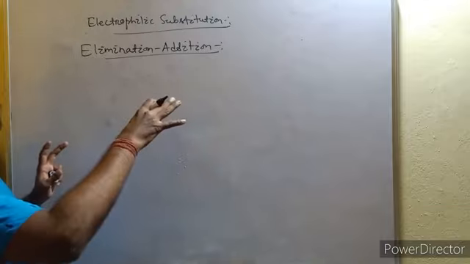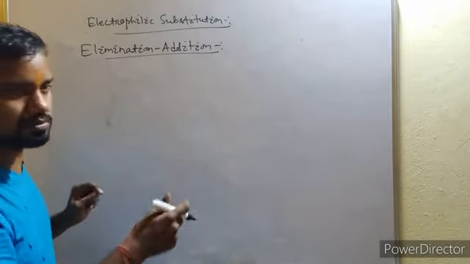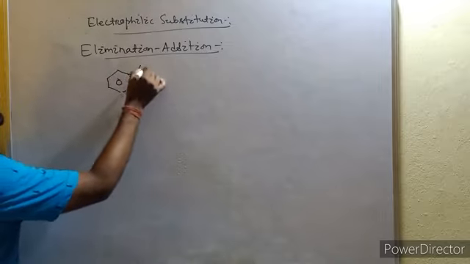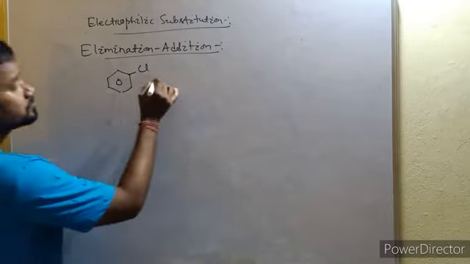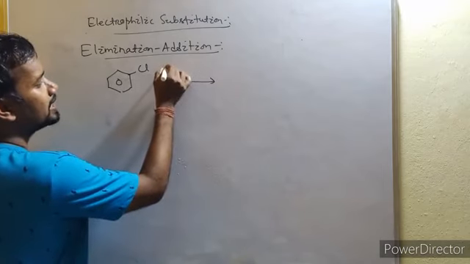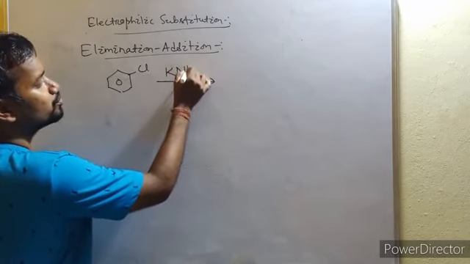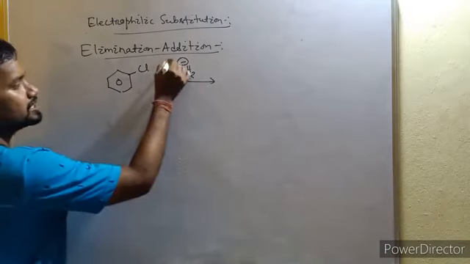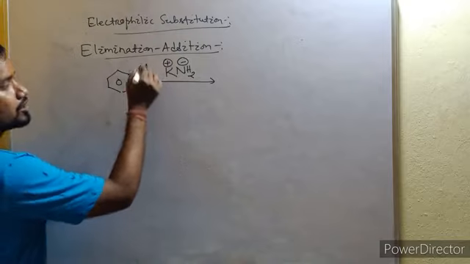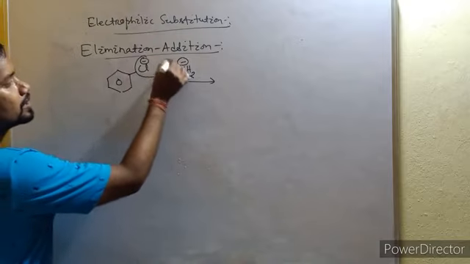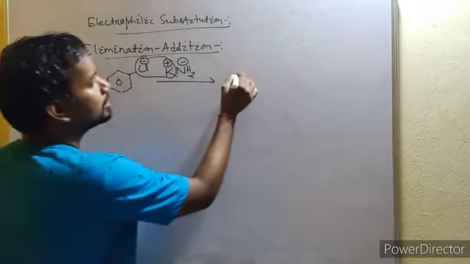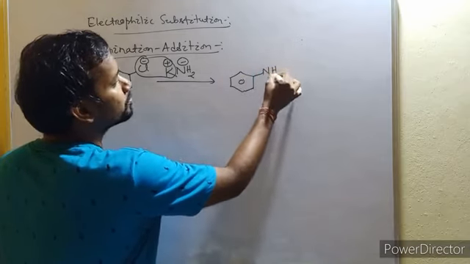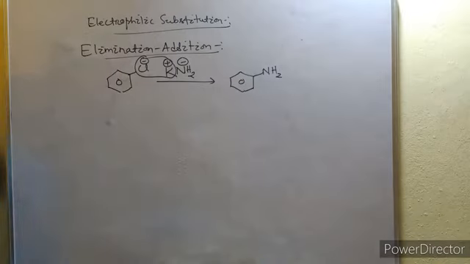Okay. Let us take an example so that we can clarify the two terms. See, here I have chlorobenzene. Clear? Here I am adding KNH2. In KNH2, this is NH2 minus, this is K plus, this is Cl minus. So it will take up this one. Okay. What are you getting now? Now you are getting aniline from chlorobenzene.